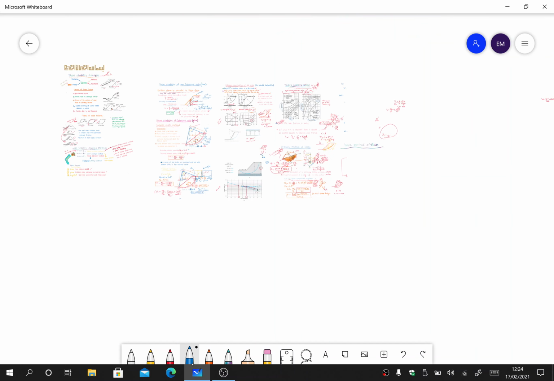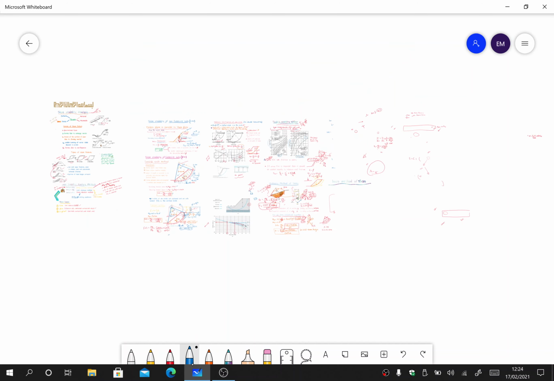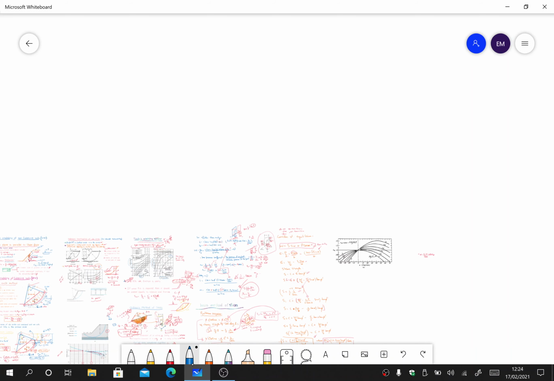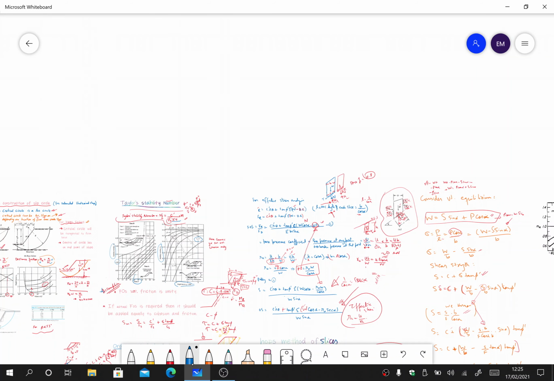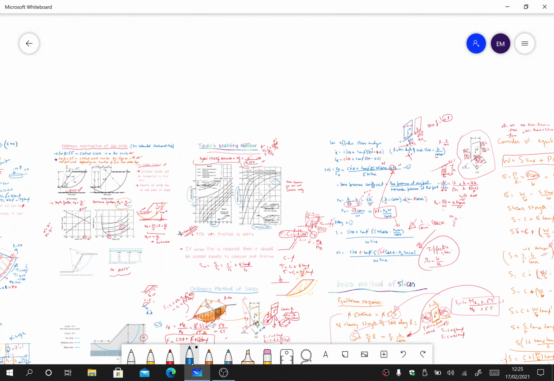Okay, so now we have seen the cases in the case of cohesive soils. Just a minute, it's a little bit stuck, sorry for that, because my laptop has lower RAM, that's why it always messes up whenever I'm using this whiteboard, but I think that consumes a lot of RAM actually.